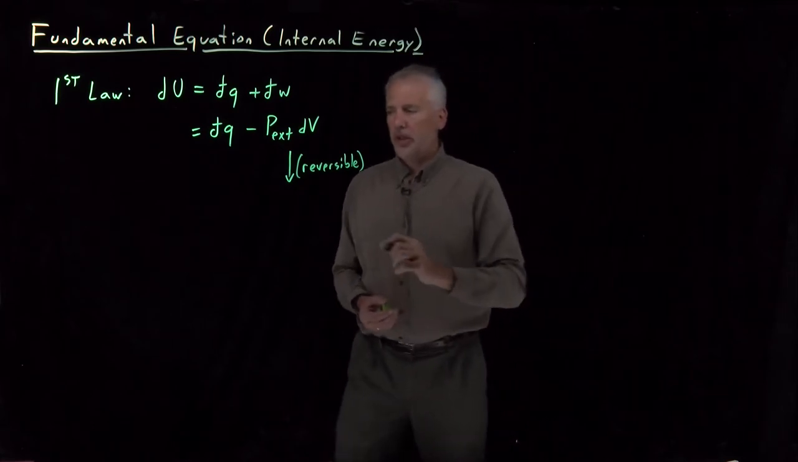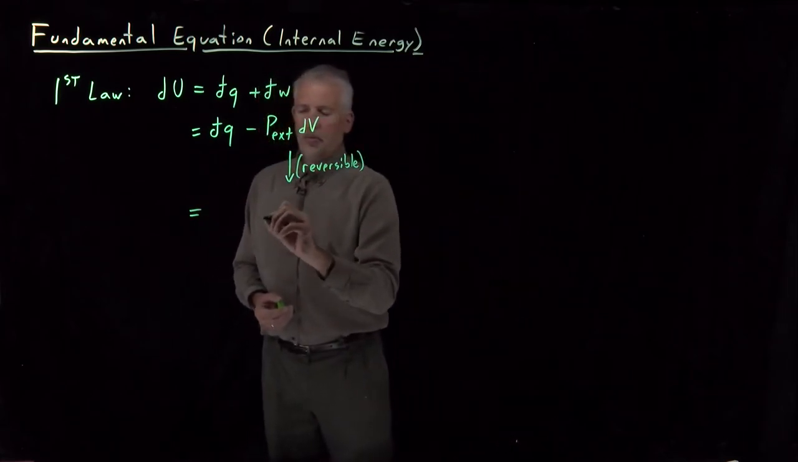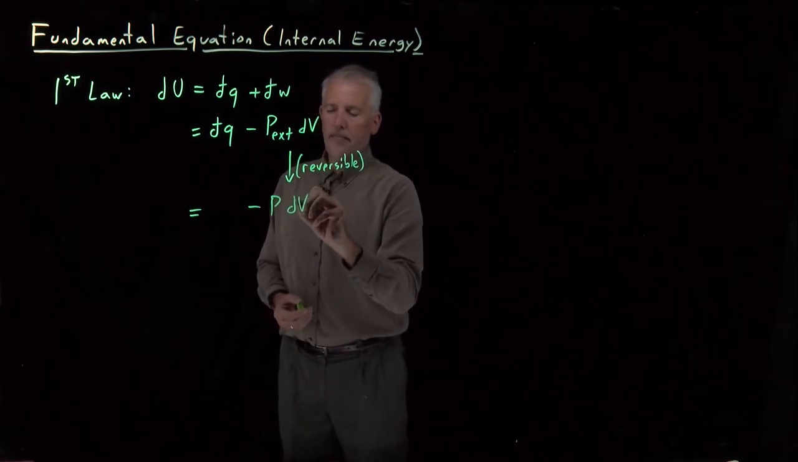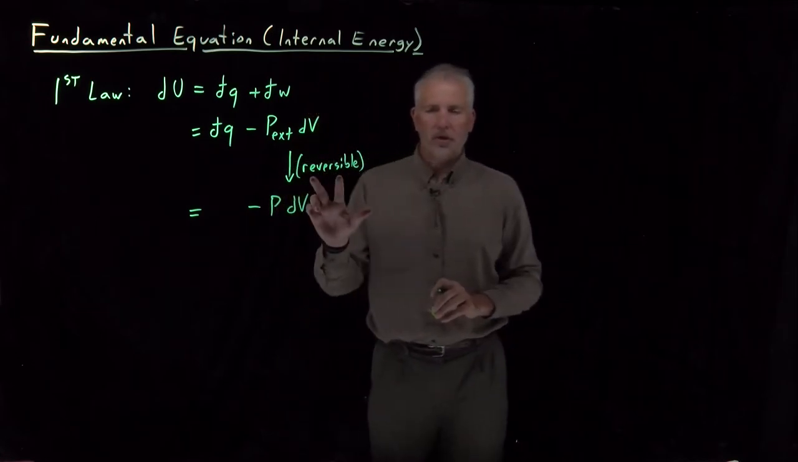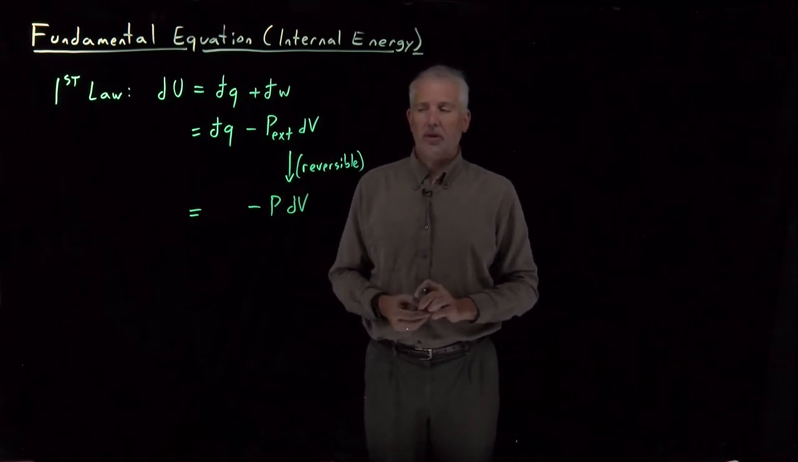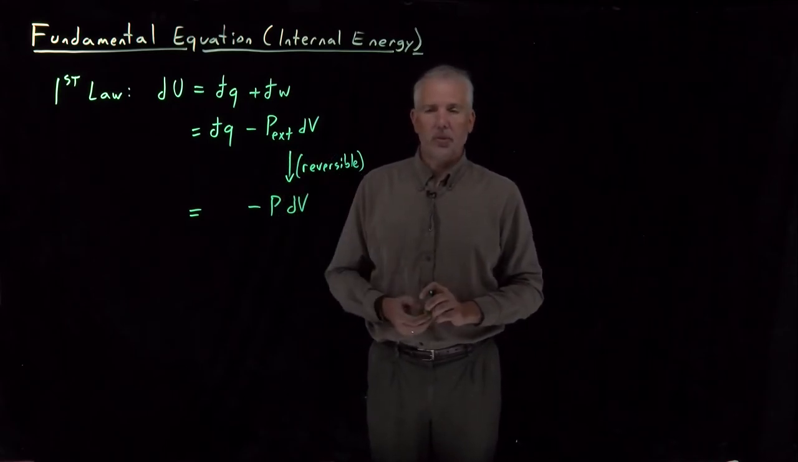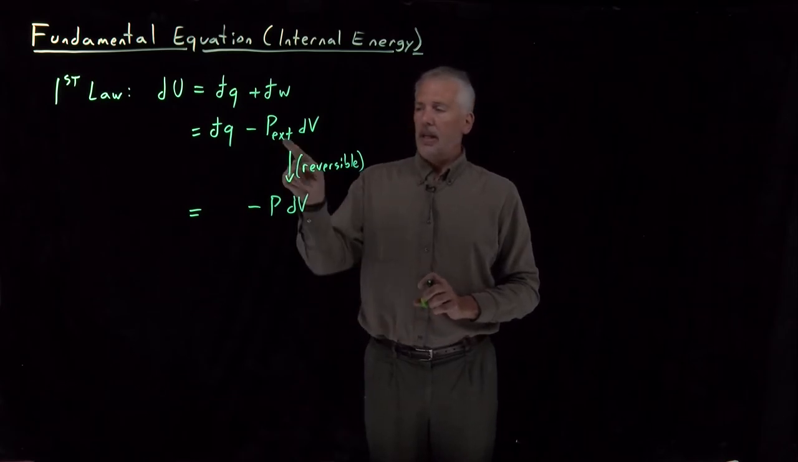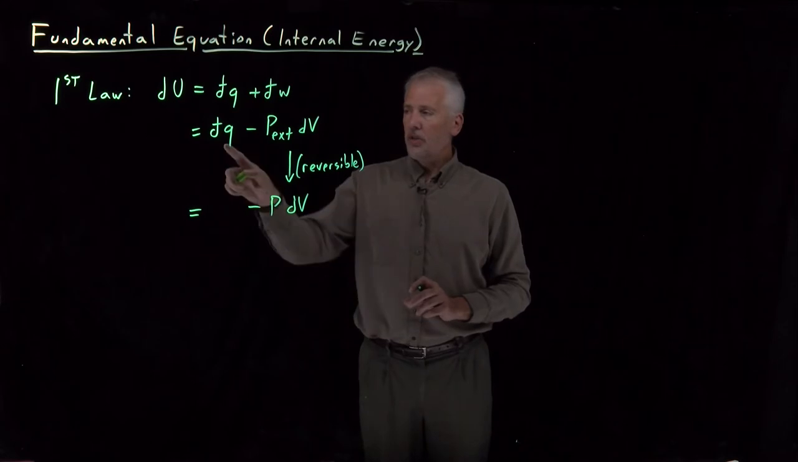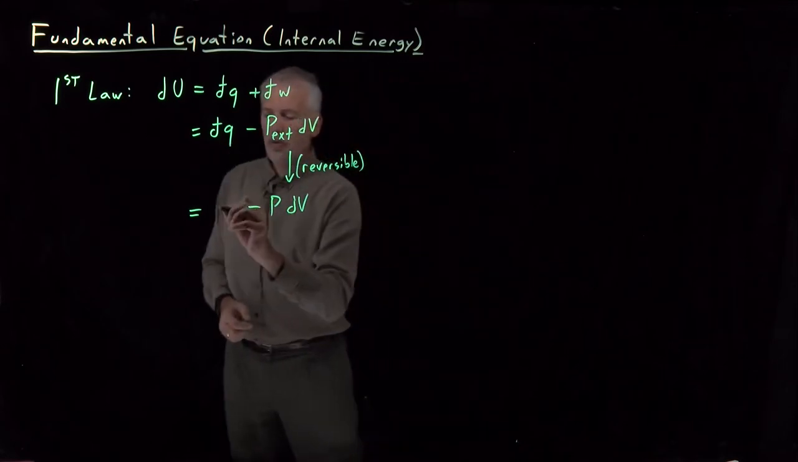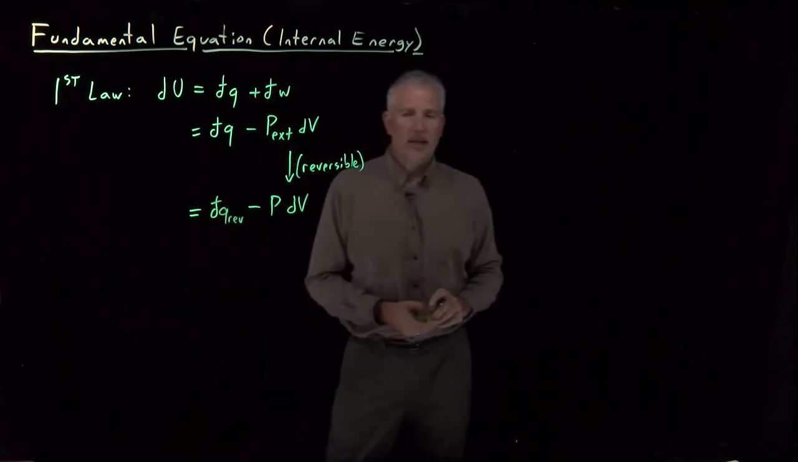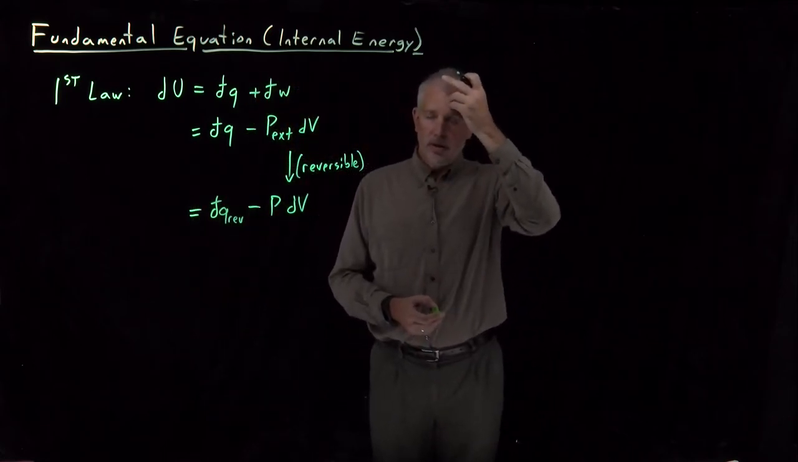Under reversible conditions, we can say two things. First of all, the internal pressure and the external pressure are the same. If I'm doing the process slowly and reversibly enough, the internal pressure and external pressure are in equilibrium with each other the whole time. Equilibrium and reversible are different words for the same thing. Then P external can be written as internal pressure, P. Also, since we're doing it reversibly, I'll write dq as dq reversible, just to remind me that we've done this under reversible conditions.